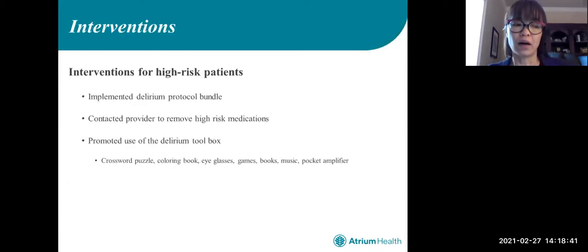So what do the interventions consist of? For those high-risk patients, I implemented the delirium protocol bundle, which was also developed by our team. It consists of non-pharmacological nursing interventions. This protocol is hung on the patient's door to alert the staff that this patient is high risk. These are the suggestions for nurses to implement.